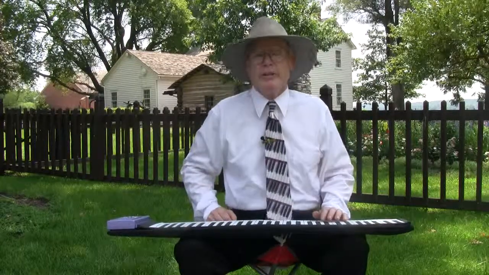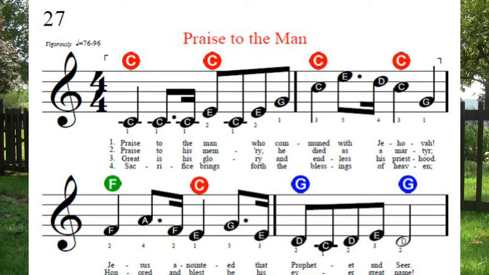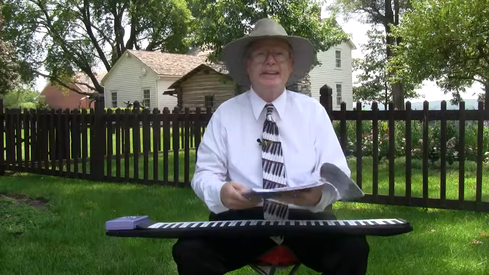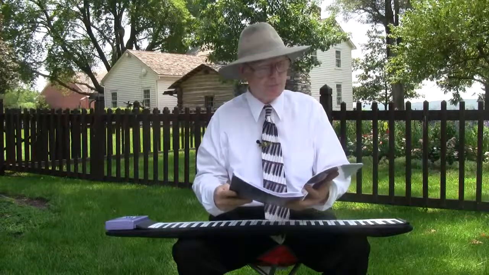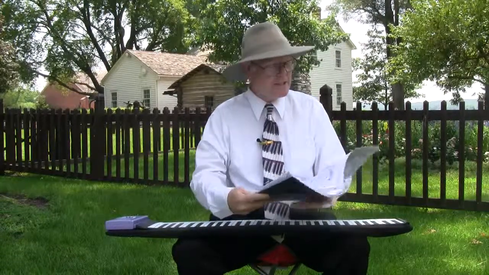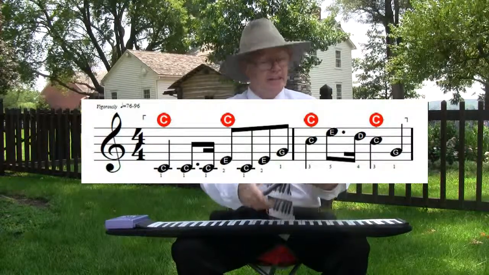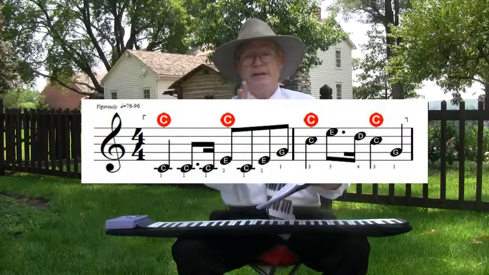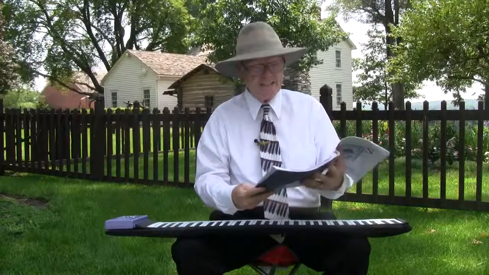Okay, let's learn our new hymn for today. It's hymn number 27, Praise to the Man. As we begin, get out your red pencil and let's mark a couple of things to make this as easy as possible. First of all, notice that it is in the key of C because it has no sharp up there on the F sharp. So we'll be playing the three basic chords, C, F, and G. So it really should be quite easy.